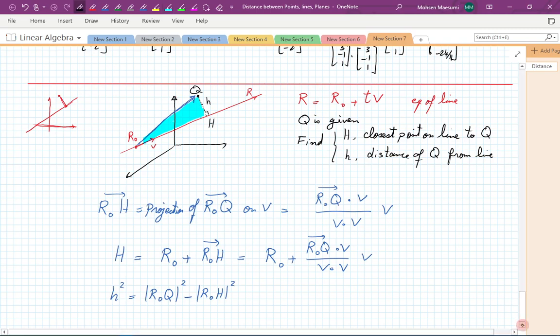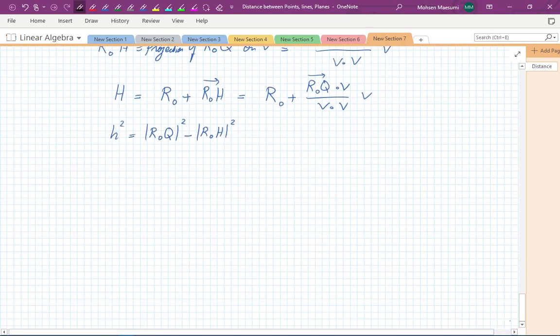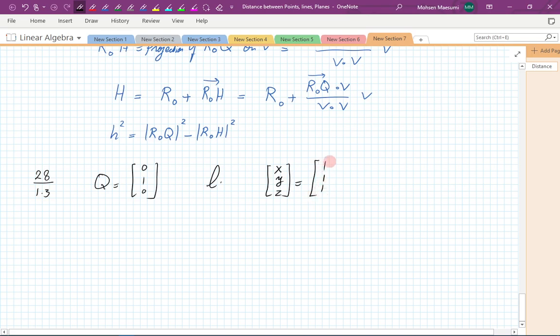Let's go ahead and do an example of this problem. Again, this is one of the homeworks in this section, problem 28, section 1.3. It says, suppose Q is given to us as 0, 1, 0. The line, typically shown by script L, is given in parametric format as x, y, z is equal to 1, 1, 1 plus t times minus 2, 0, 3.